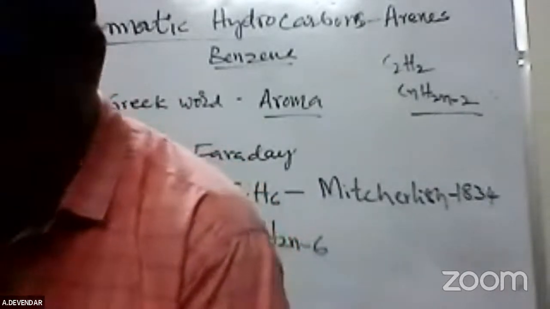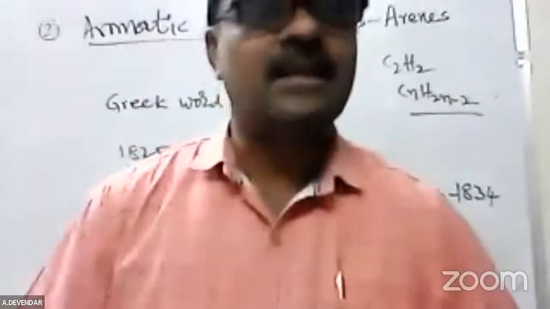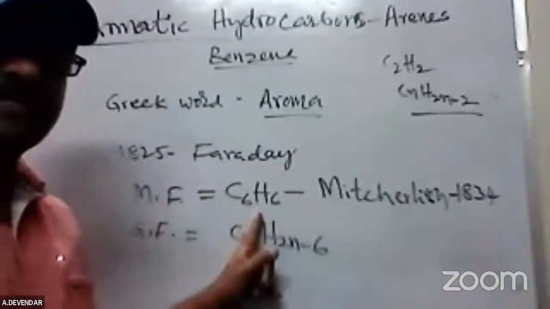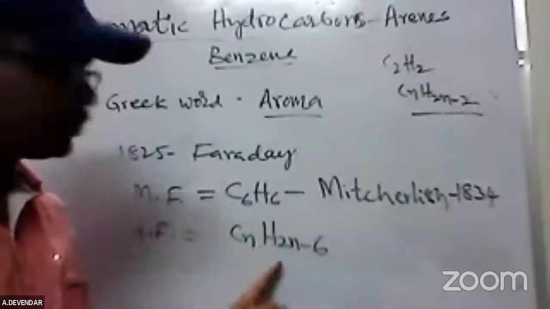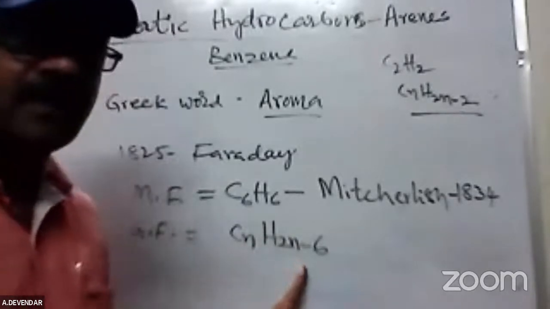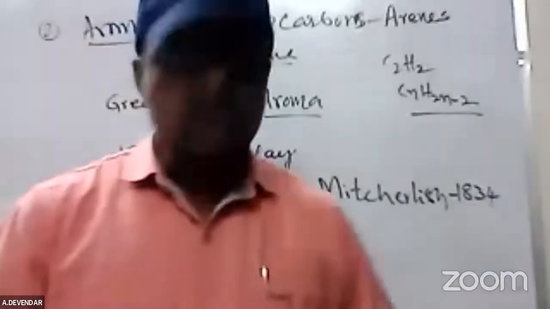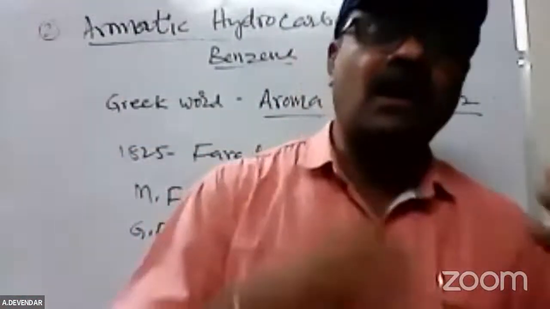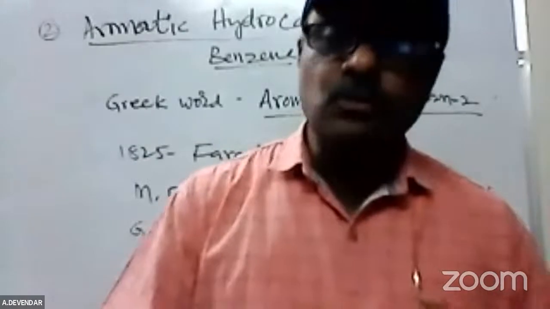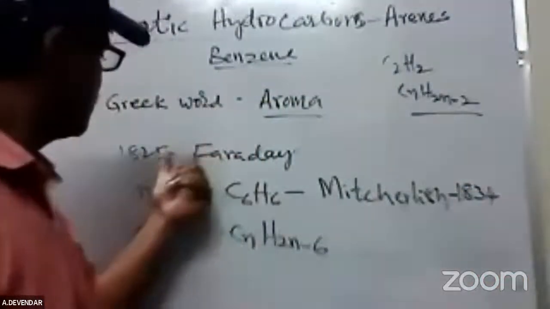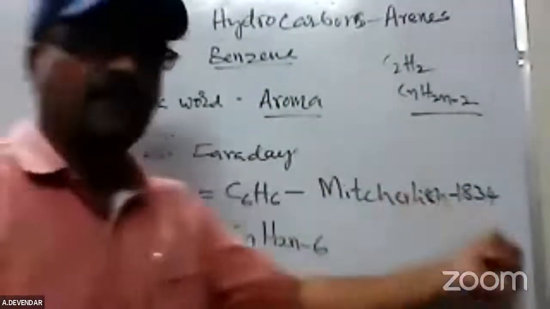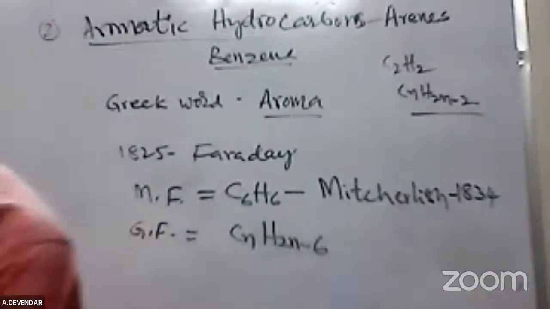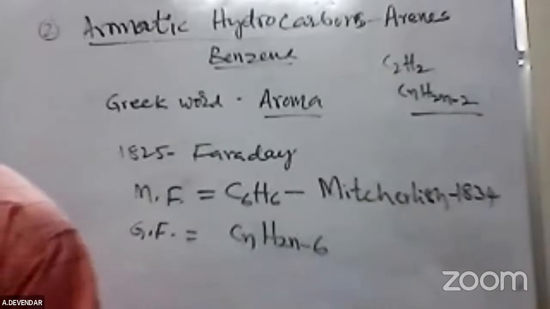Next we have the structure of benzene. What is the actual structure of benzene? You see the formula only as C6H6, and CnH2n minus 6 is the general formula. So what is the actual structure? Many scientists spent a lot of time on this structure. In 1825 Faraday discovered it, and in 1834 Mitscherlich derived the name and its molecular formula. Then they discussed how the structure is.